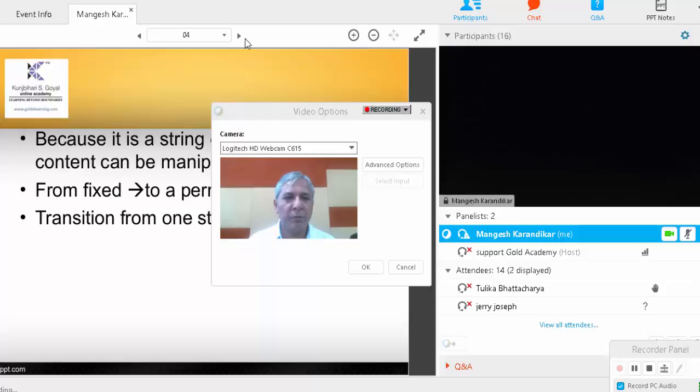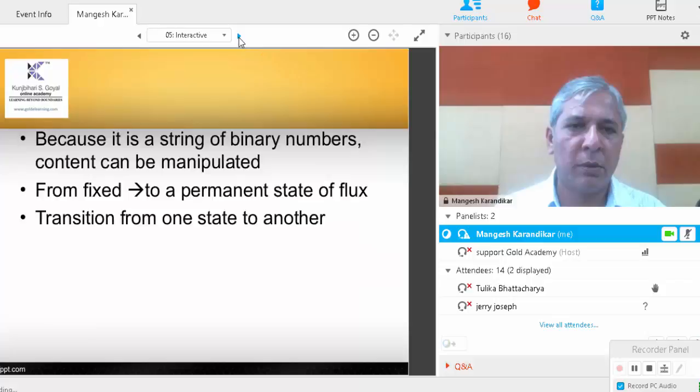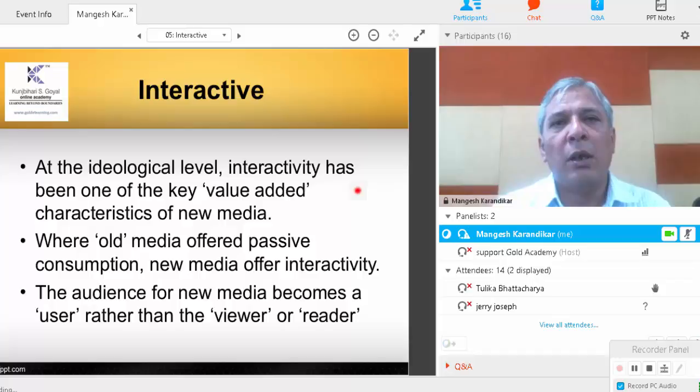Why is it not changing? So the next thing is interactivity. Obviously, one of the main important features of new media is interactivity. If you have read O'Reilly, and O'Reilly is a name, by the way, O-R-I-E-L-L-Y, he is the one who defined new media and he defined Web 2.0. We are into Web 3.0. Now, what is the difference between the older web and the newer web? The main difference is the interactive nature of this new media.